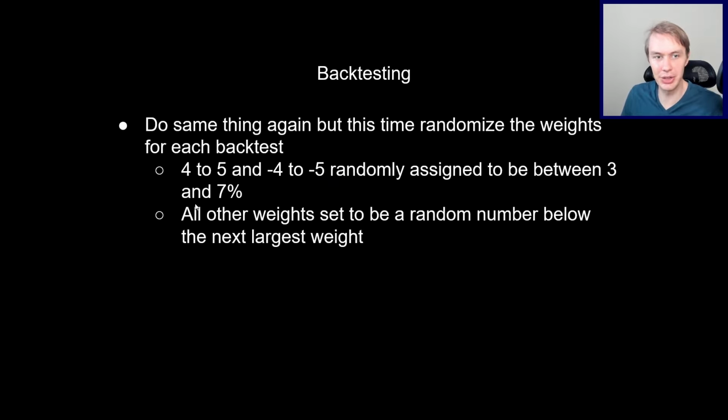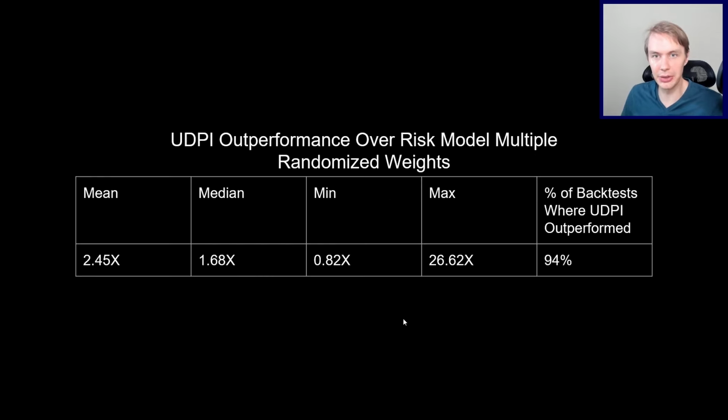As I just mentioned, those levels at 4 and 5 and -4 and -5 are randomly assigned between 3 and 7%. Then all the other weights follow from there, again always being lower than the next higher one, but higher than the next level below. So to look at the results of this backtest, what we can see is that on average, the UDPI outperformed the risk model by 2.45x. The median was 1.68x, so a 68% increase.